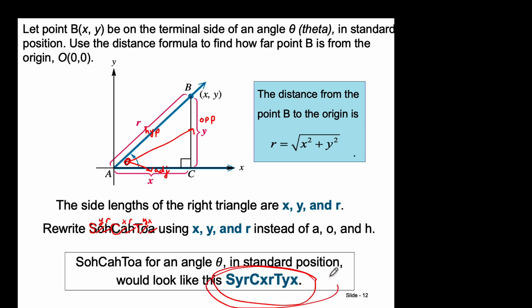This is something that you're going to want to jot down, have it available for quick reference. It is a 9-letter way to remember the 3 trig functions, sine, cosine, and tangent, the value of their ratios in terms of x, y, and r.